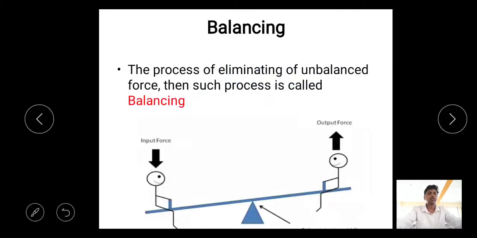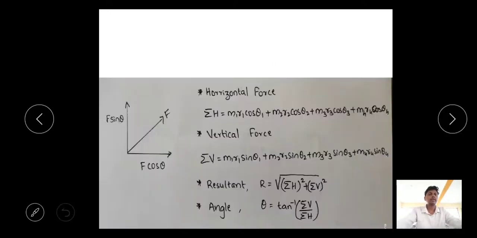So we have studied the definition of balancing. Today in this part of the lecture we will be taking a problem on balancing. We have studied what is horizontal force and what is vertical force, what is resultant and what is the angle. So you need to remember these four formulas.